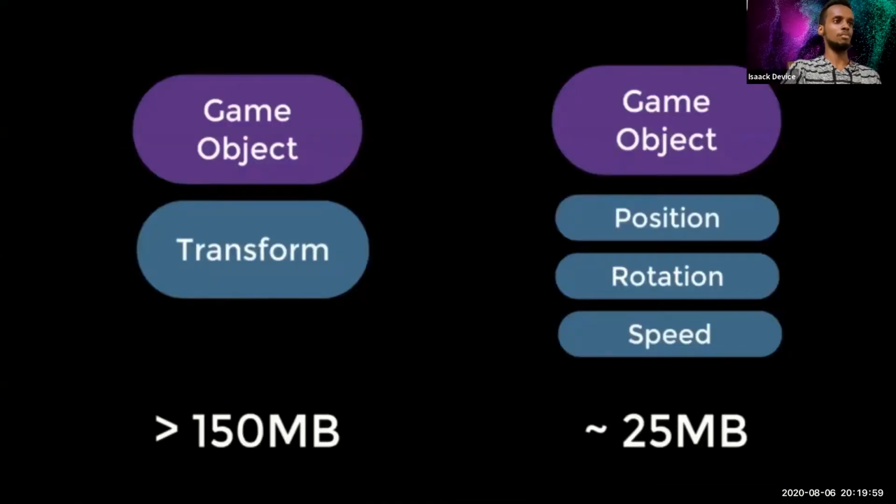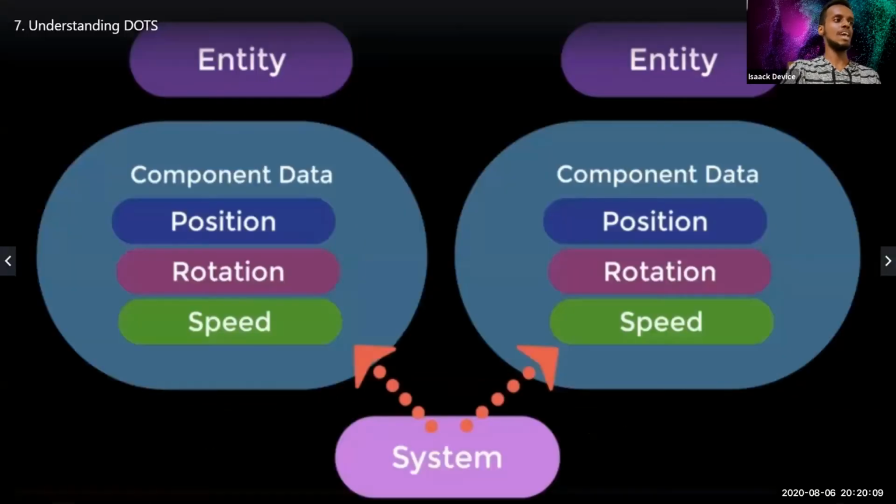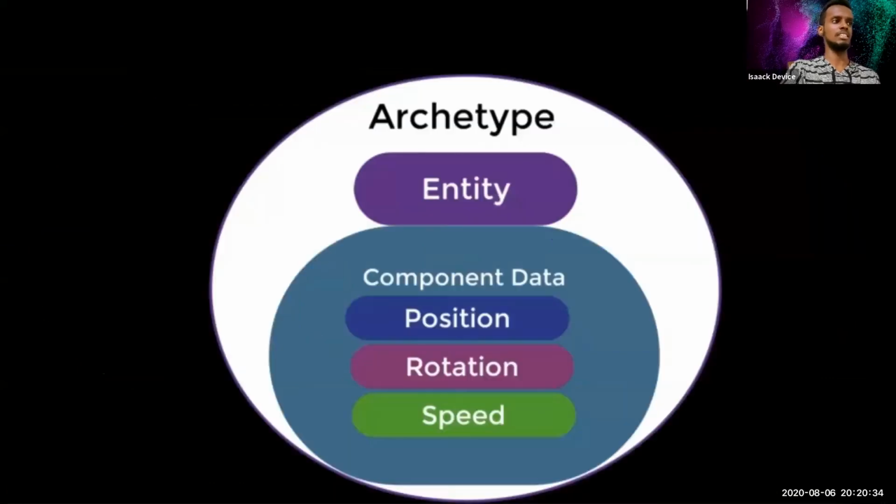This is a game object with its components. All these components that you have, for example position, rotation, and speed, we just keep as component data, just component data with its entity. And the system is actually our behavior. In a game object, you usually have a MonoBehaviour that adds behavior to all of our code, but here we have the system. We'll discuss what a system is in detail, what component data is in detail, and what an entity is in detail.